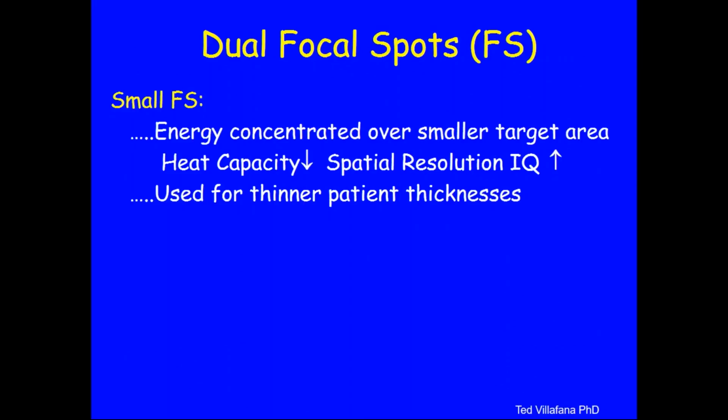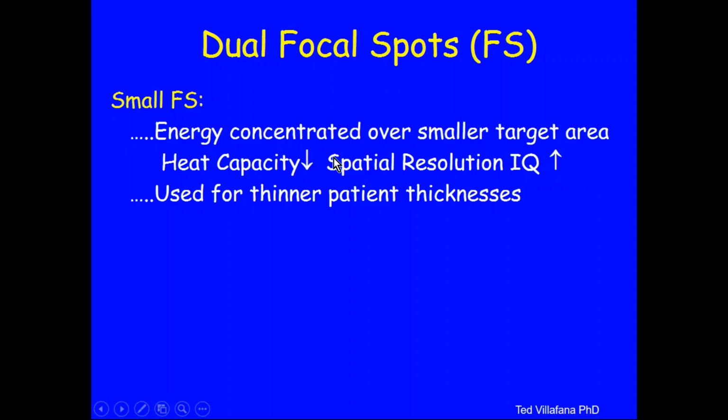Then we have a choice of small and large focal spots. A small focal spot has the disadvantage of heat capacity. If it's a small focal spot, the energy is concentrated over a very small region, and you are producing a lot of heat in a very small region, and we have a problem. That's the disadvantage. But we also have a huge advantage: its spatial resolution is very good. When you produce X-rays from a very small point, you get better spatial resolution.